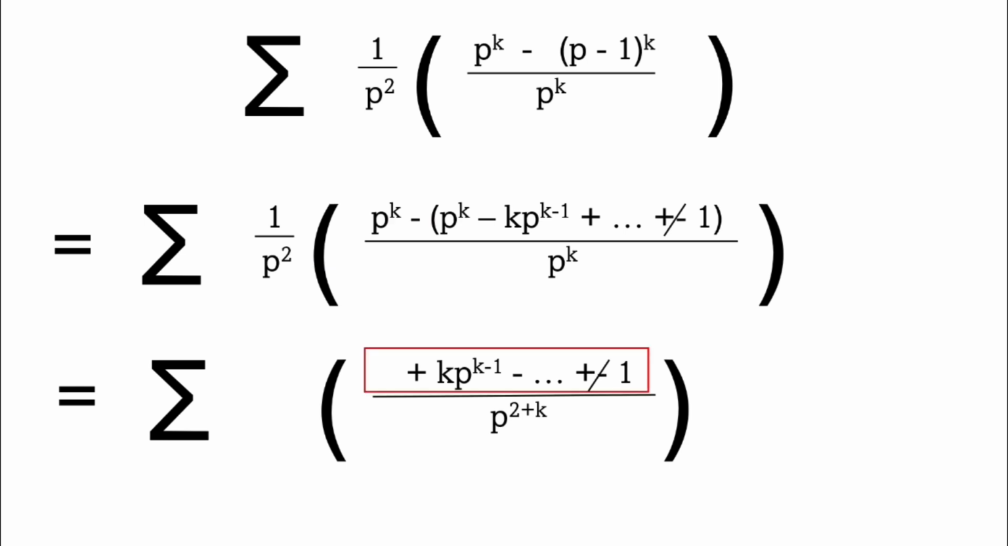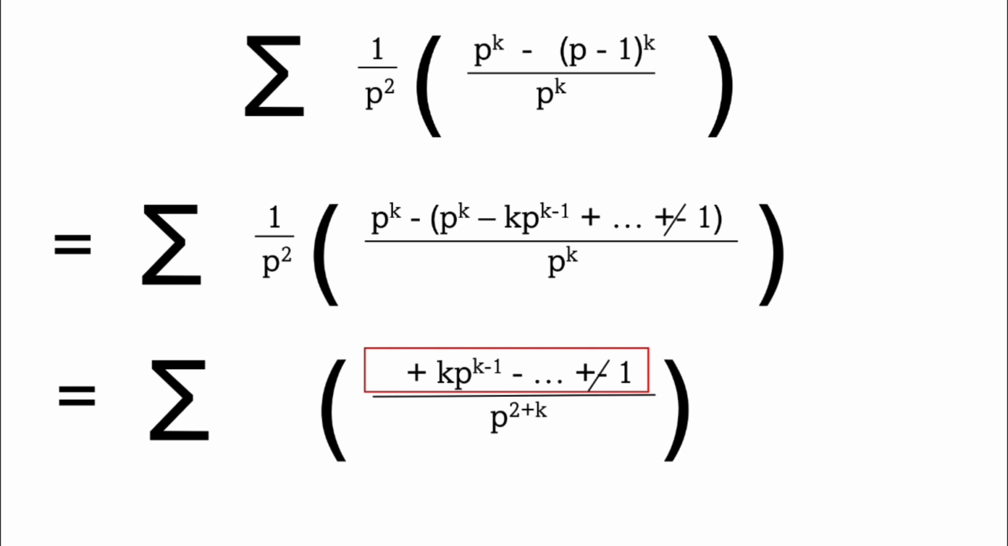Now, there's one thing that we can very clearly observe about this polynomial in the numerator here. And that is that it is not divisible by p, because it only has one term in it that doesn't include p, and that's the plus or minus 1 at the end. So you have a number divisible by p, plus or minus 1. So clearly that can't be divisible by p.